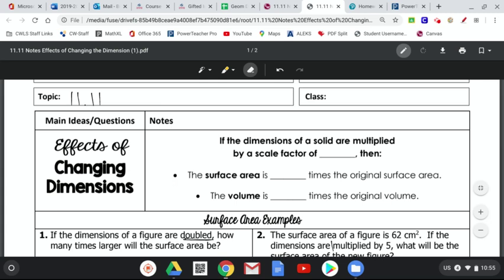All right, guys. So this is the last section of chapter 11. Finally made it. So it's section 11.11, Make a Wish. All right. So this one is the effect of changing dimensions.